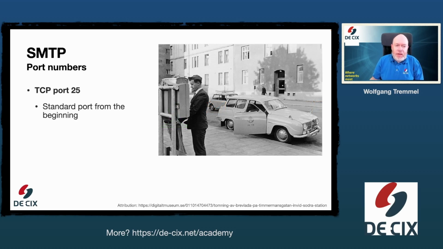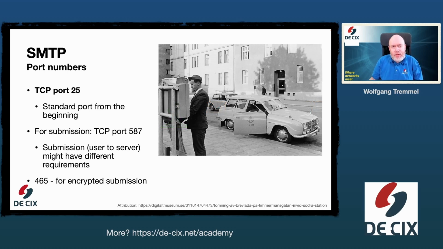SMTP runs on TCP, and it runs on the well-known port number 25. And that was the standard port from the beginning until today and is still in use. For the submission of email, so for a user sending email for the first time to the internet, TCP port 587 is also in use, and also 465 for encrypted submission. But for the transfer of email between systems, it's always port 25.